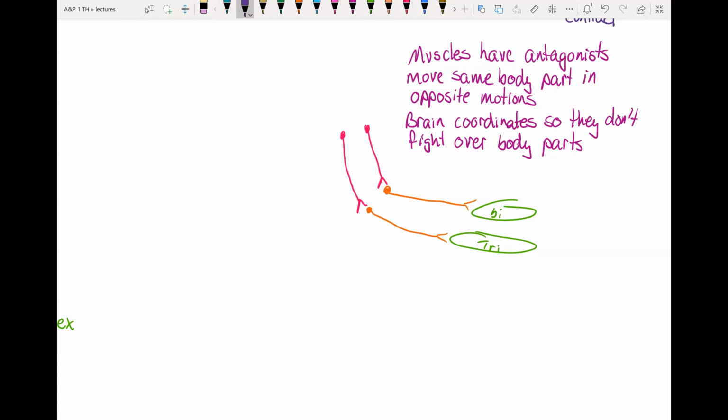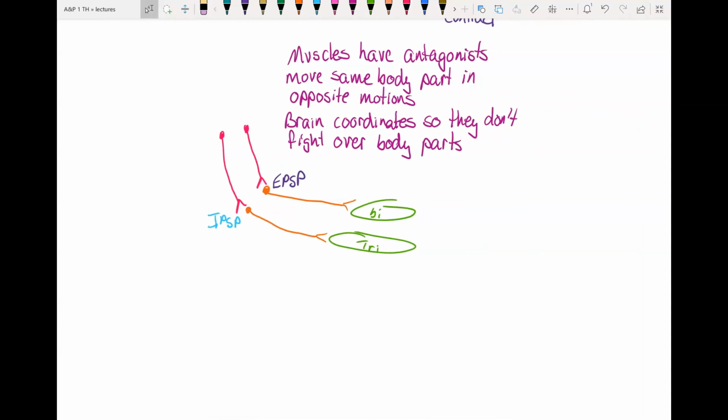And they each have their upper motor neuron. If you're doing flexion, then you have EPSP here. So you would have IPSP here. And then when you're doing extension, it would reverse. So your brain coordinates so that these two muscles don't have EPSP. I'm sorry, the muscle wouldn't have it, but you're not sending EPSP to both of these effectors at the same time.